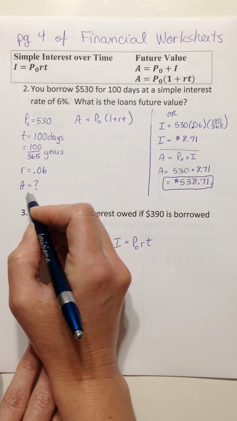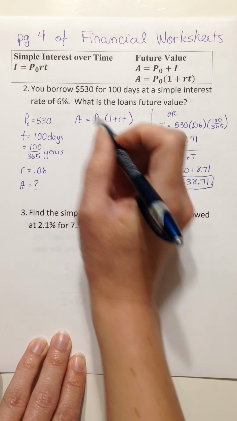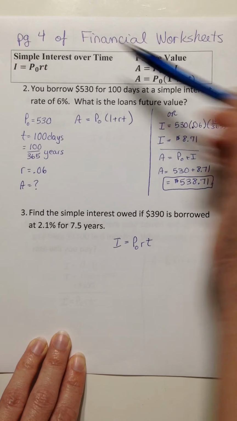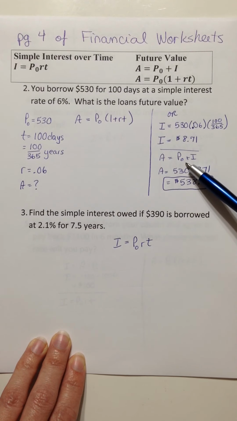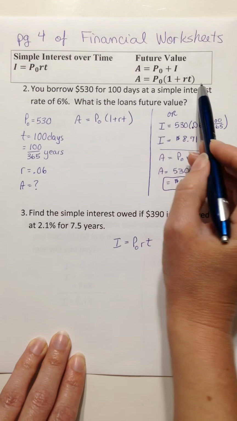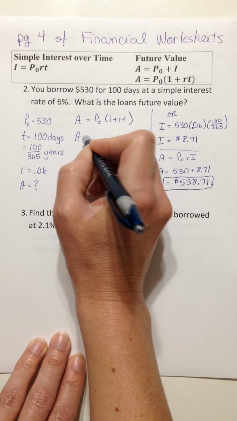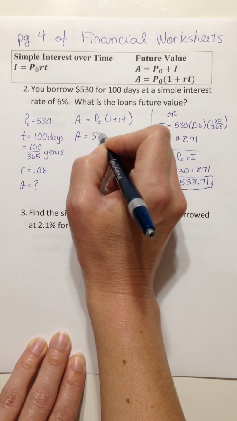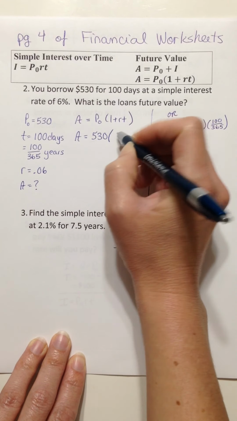Future value means you're looking for the A. All right, so I'm going to use this formula. I could find the interest first and then add the principal and interest to find the A. That would work. I probably would use this formula. We'll go straight to it instead of 2 steps, but either is correct. So the principal is 530.